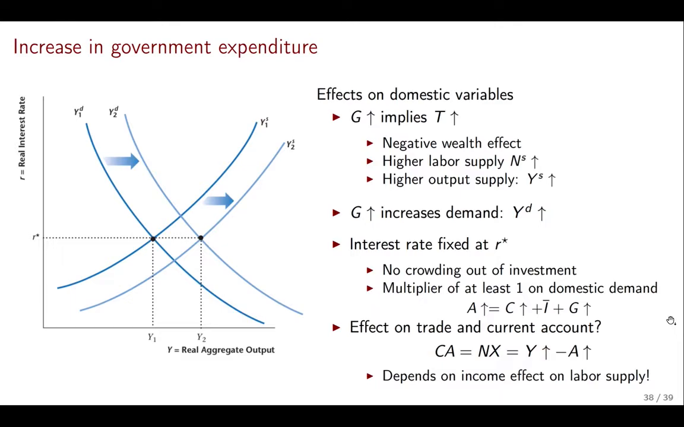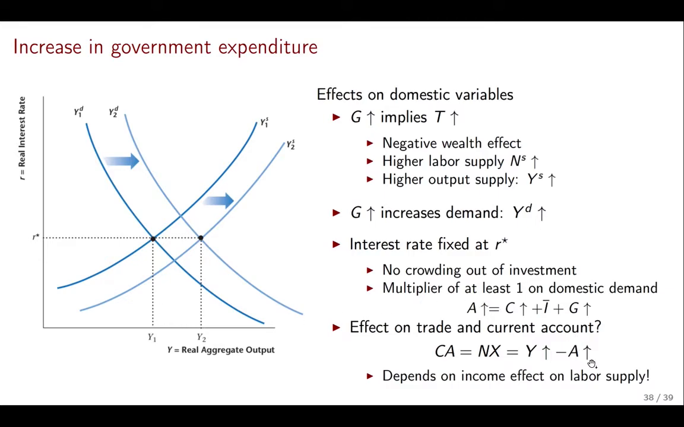As a consequence, we're going to have then an ambiguous effect on the current account. Output is going up, but absorption is going up. The net effect is going to depend entirely on the strength of the income effect on labor supply. If you think about it, if there is no income effect on labor supply, then there wouldn't be a change in output supply. I'm sorry. Because there wouldn't be that effect, output wouldn't have changed.